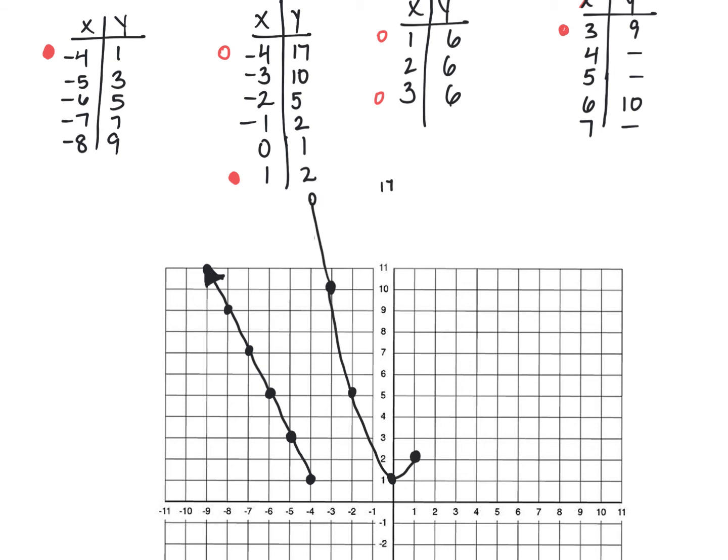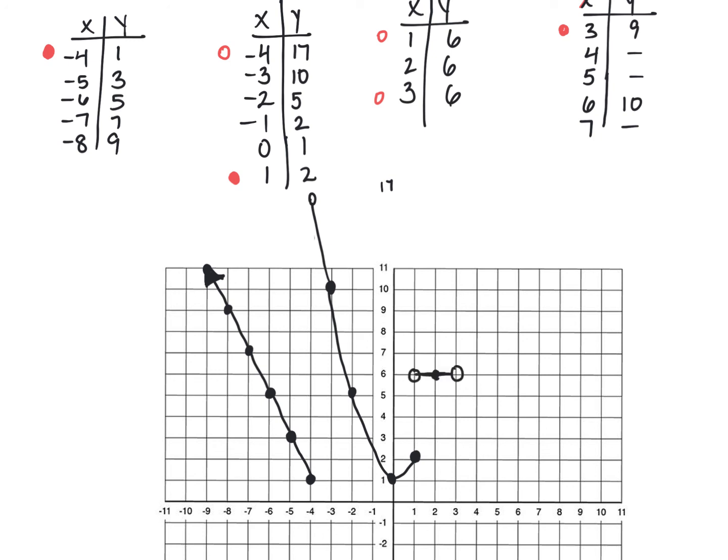Just a couple of things to notice. At -4, I went up to 17. It wasn't there, so I just kind of graphed it. Made sure I put an open circle and then a closed circle at 1. So 1, 2. All right, here's your answer for the third graph.